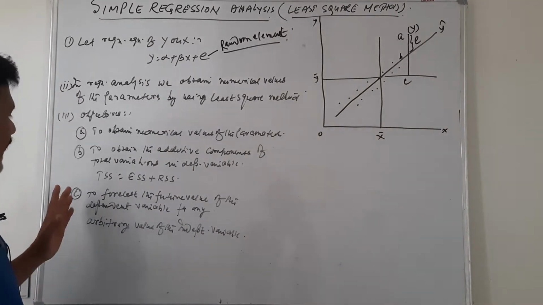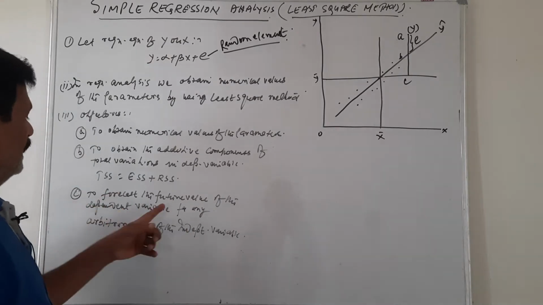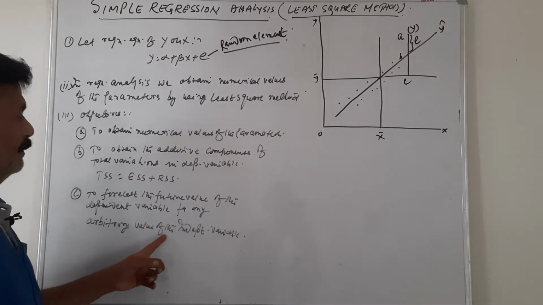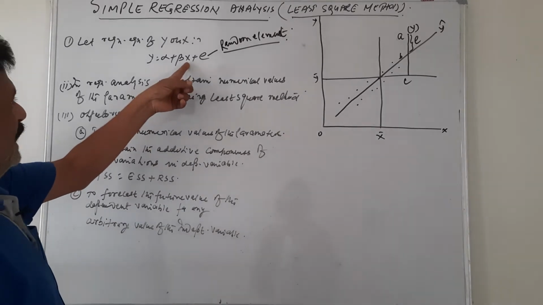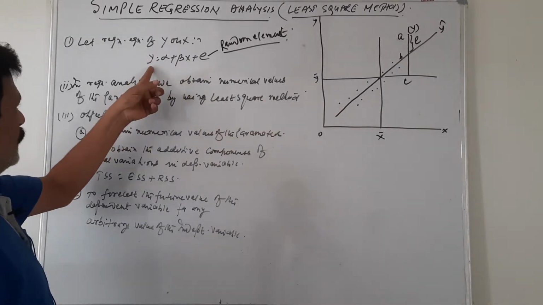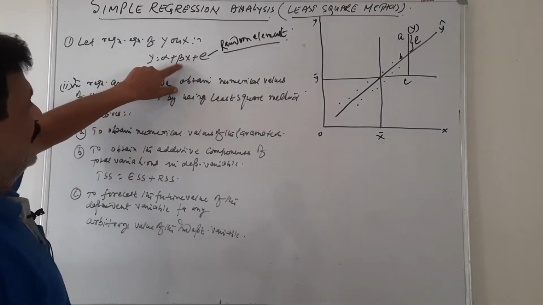And number 3, to forecast the future value of the dependent variable for any arbitrary value of the independent variable. So, for any arbitrary value of x, y can be forecasted if we have the numerical values of alpha and beta.